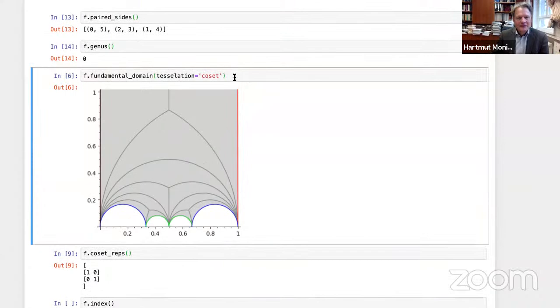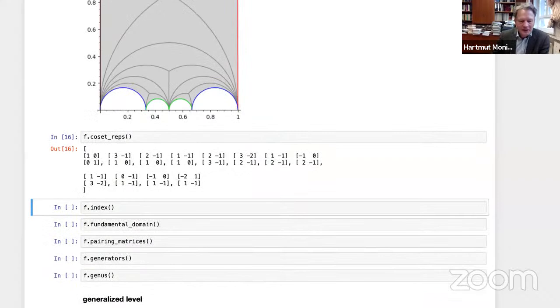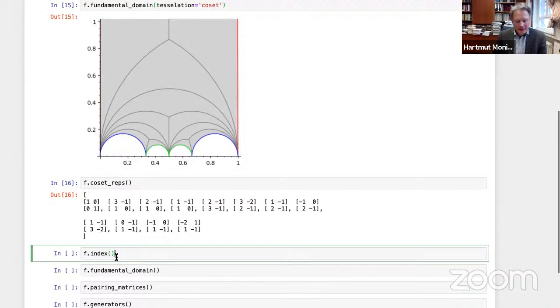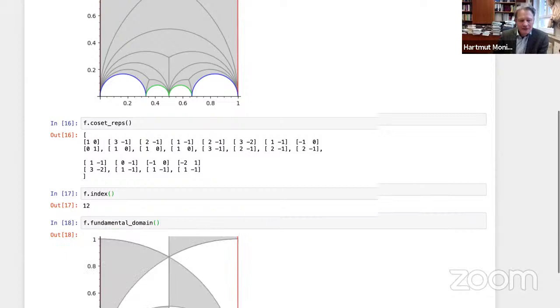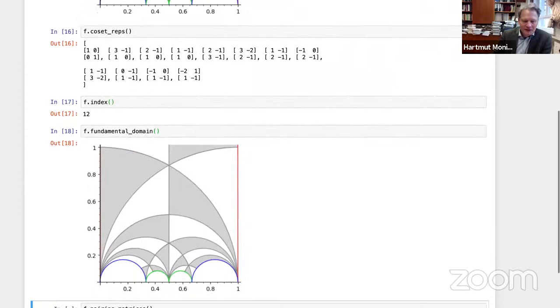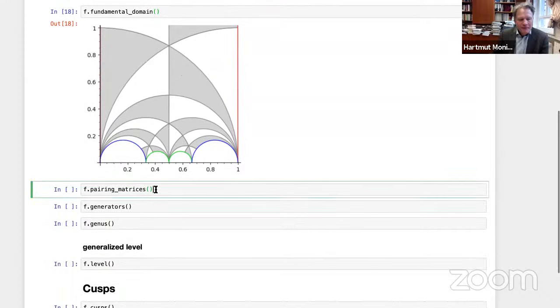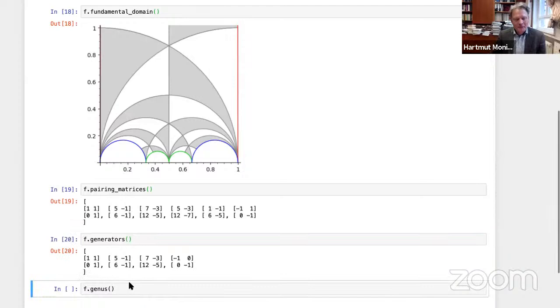Now, the coset representations you can see, there are 12 cosets, and this is the coset representation of what you see depicted up here. The index is of course 12, because we have these 12 cosets. The final tessellation which I want to show is the standard Dedekind tessellation, which is historically the nicest one which I know of. And you calculate the pairing matrices, the generators, as I showed you before. You see, this basically takes no time.